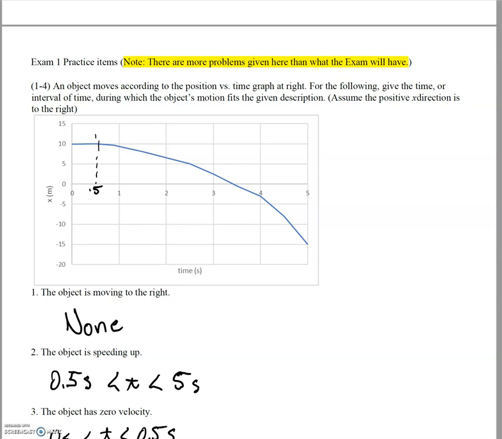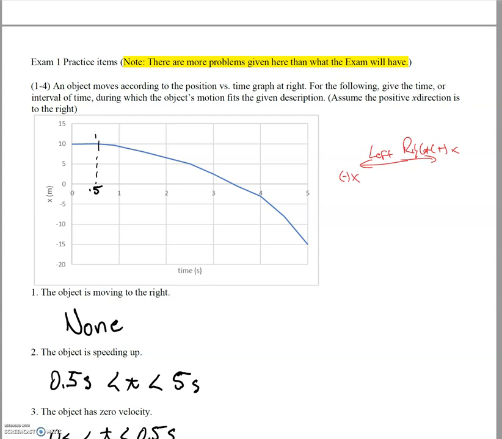So for this one, we have a position versus time graph. Basically, we're asked a series of questions where we need to list the time or the time interval where it fits that motion. So starting with problem 1, we have an object is moving to the right. In the problem, we're told that to the right is the positive x direction, and to the left is the negative x direction.